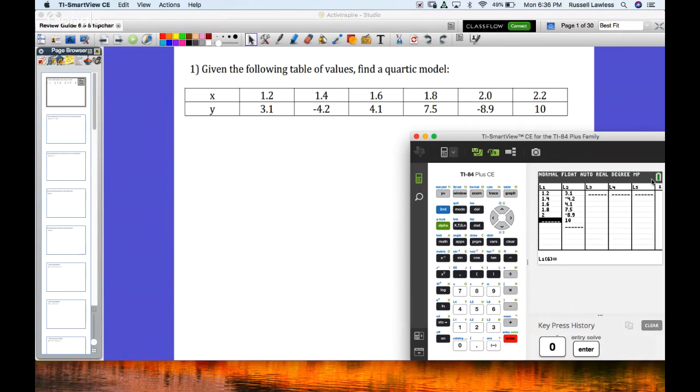These are essentially giving us a couple of data points. Can we create a quartic model or a quadratic equation?